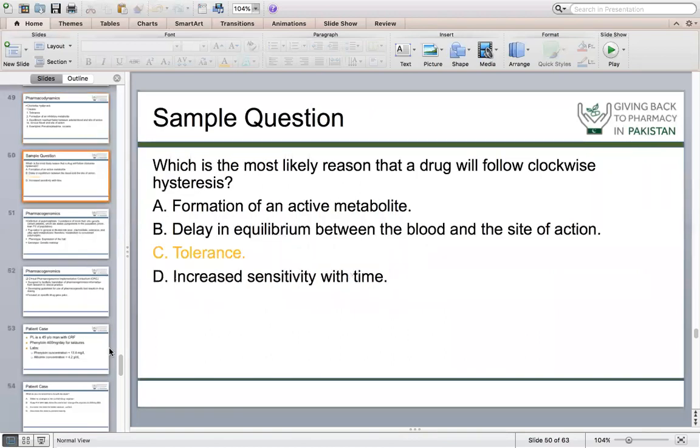This is a question which can be asked in the exam: which is the most likely reason that a drug will follow clockwise hysteresis? Once you go through the study material, you'll understand it's a pretty straightforward concept. It's nothing you will not understand. So tolerance will be responsible for clockwise hysteresis.